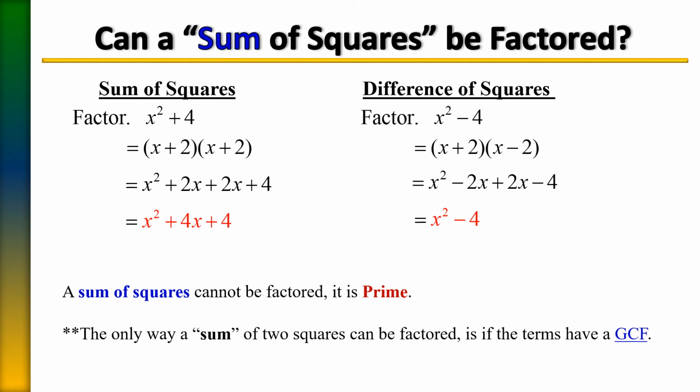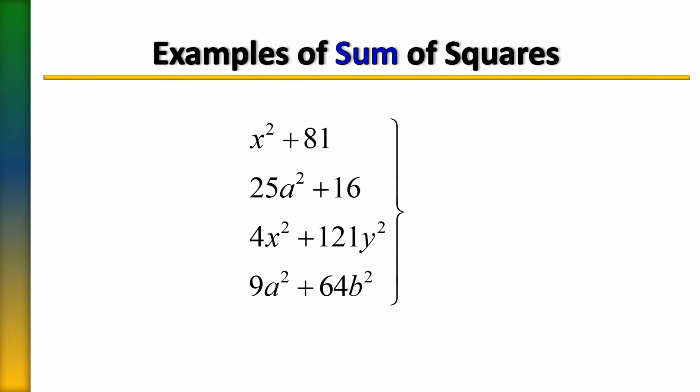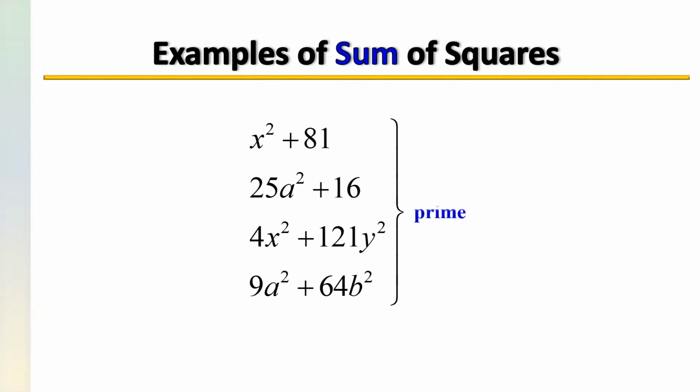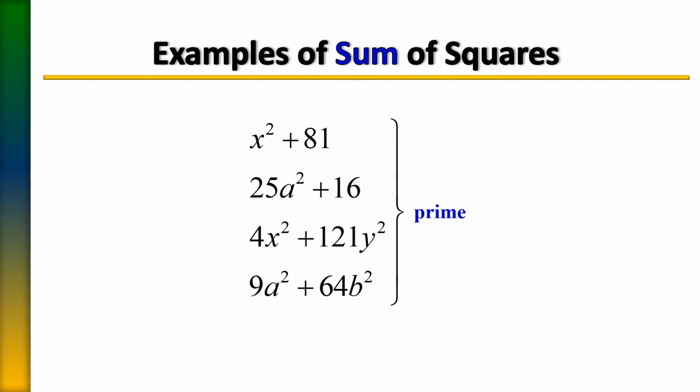The only way you can factor a sum of squares is if the two terms had a GCF in common. Then you would take the GCF out and proceed with factoring if possible. Here are examples of sum of squares, all of which are prime because they cannot be factored.